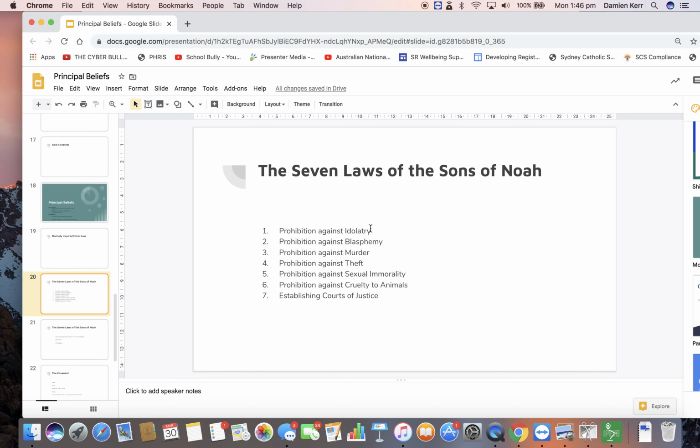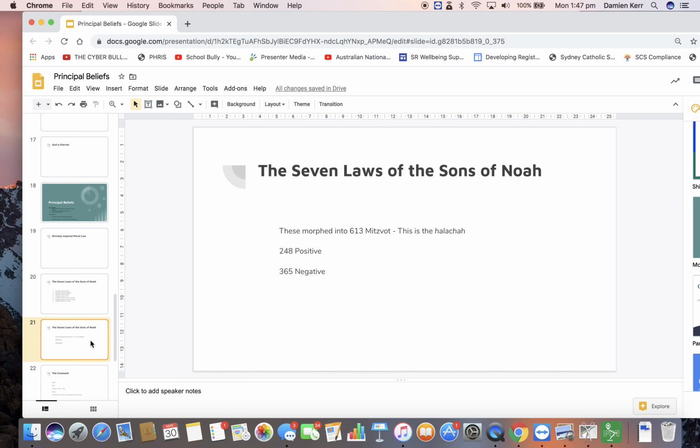The first one, you can't idolize anything other than that one God. You shouldn't say anything bad about God. You can't murder other people. Notice it doesn't say kill. It says thou shalt not murder because there's a difference between killing and murdering. You shouldn't steal other people's stuff. You shouldn't commit sexual immorality, so that's like sexual abuse and rape and whatnot. You shouldn't be cruel to animals, and you should have a court of justice just in case there's confusion about any of these previous six that people haven't done. So sort of getting closer to prescribing what people are supposed to do.